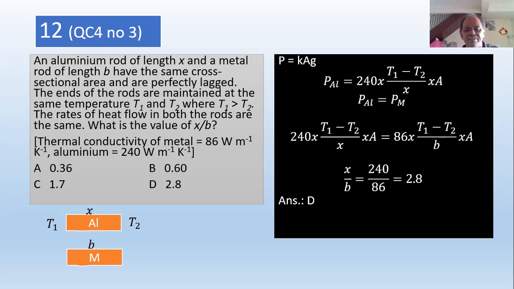Not sure what you're talking about. No, you see, the 240 times T1 minus T2 over X, times A. So my question is, because we don't know exactly where the metal and aluminium belong to, can I replace 240 with 86 and then the other side I replace 86 with 240? But your X and B must also change. Yeah, same, it doesn't matter. You just shift it over the other side, just turn it around, balance as well. Doesn't matter where you start with. No, just asking. It doesn't matter. This is a math problem.